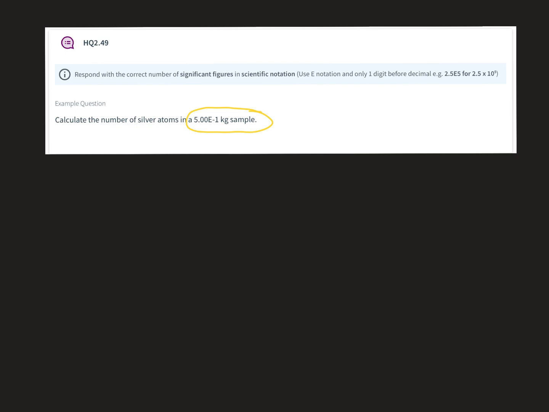So I'm starting with a 0.5 kilogram sample of silver. So I've got 0.500 kilograms of silver, and our molar definitions are based on grams. So the first thing I want to do is to go from kilograms to grams. So I know in 1 kilogram I have 1,000 grams. So I have 500 grams of silver.